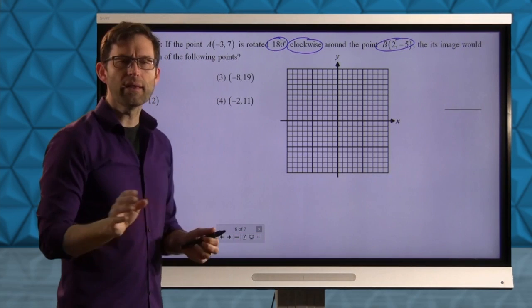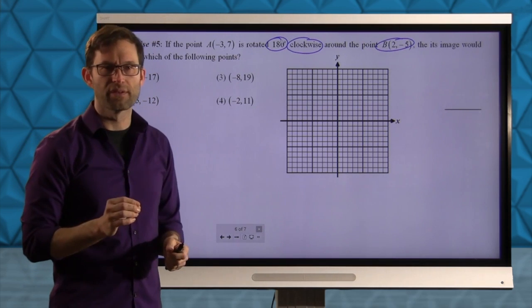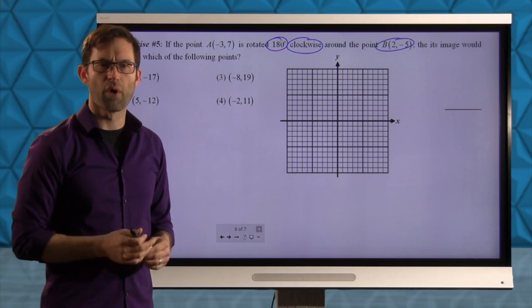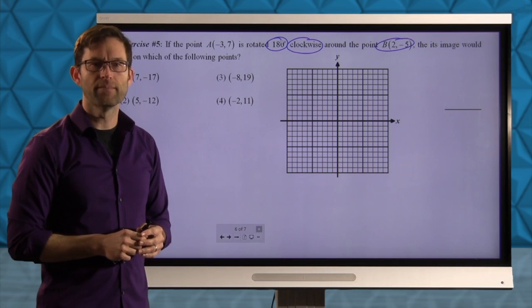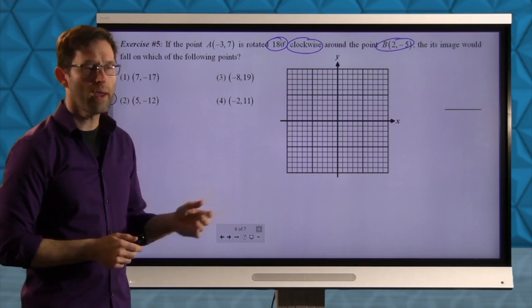All right, I'd like you to take a little bit of time and think about this. There's a little bit of a tricky nature to this problem, but I think with a little bit of thought, that can actually be a good thing. So go ahead and work on it a bit.